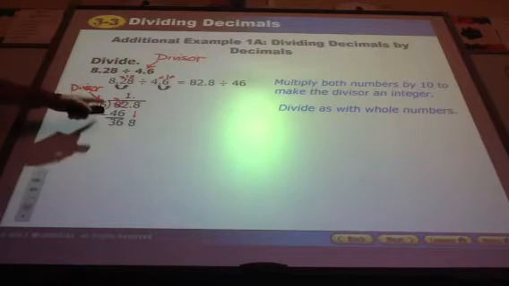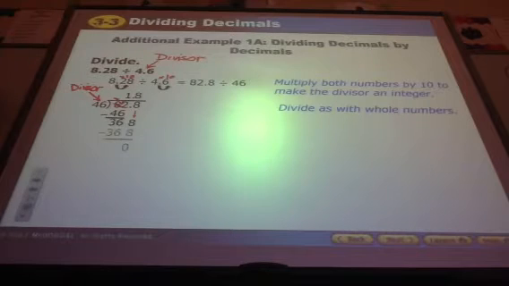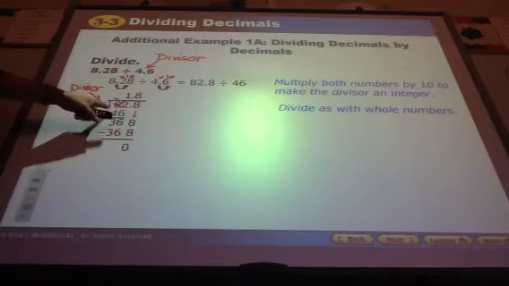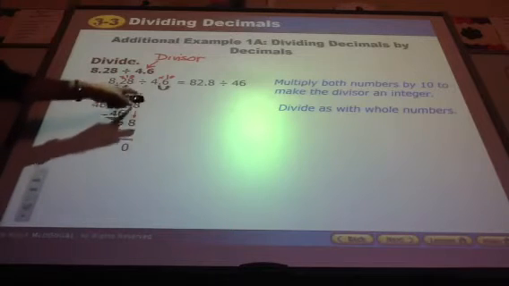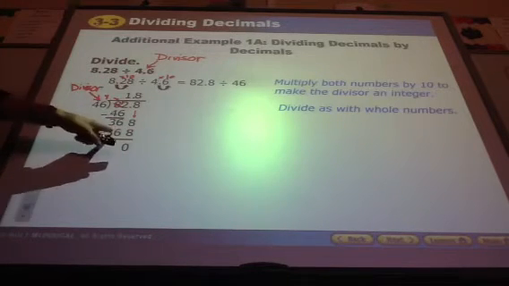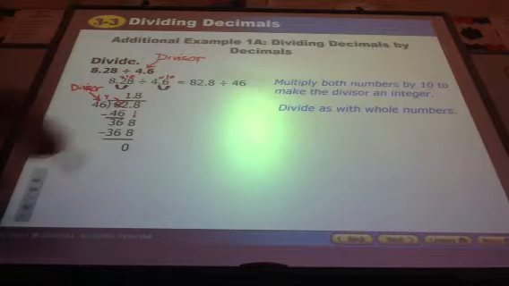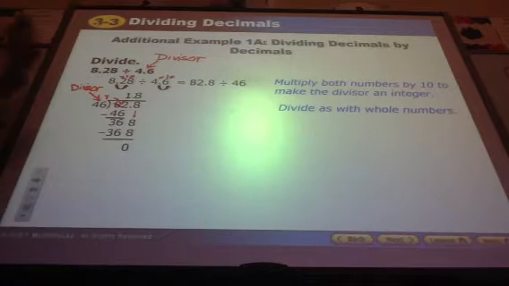And now we're going to take 46 into 368. And that'll go 8 times. 8 times 6 is 48. Carry the 4. And then 8 times 4 is 32 plus 4. There's where we get the 36. And when I subtract, I get 0. So the answer is exactly 1 8/10, or 1.8.